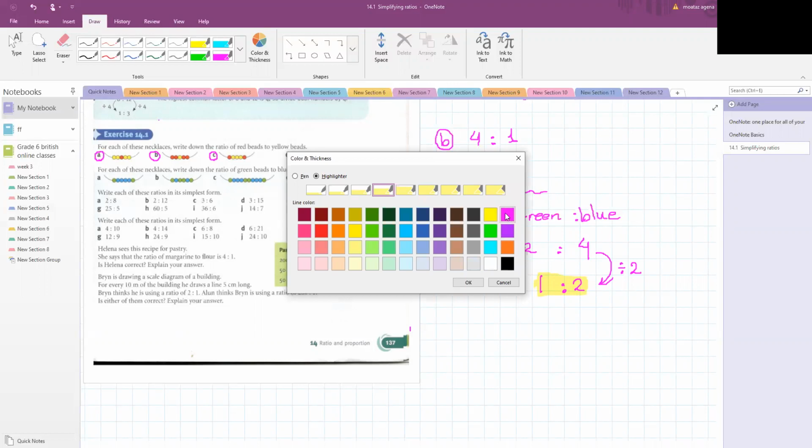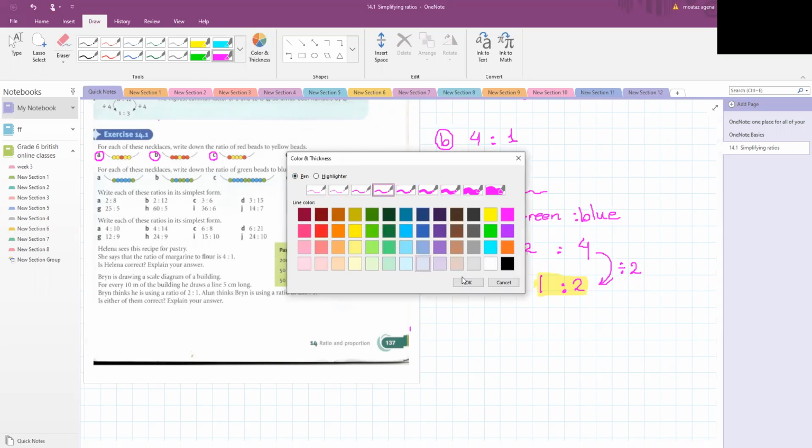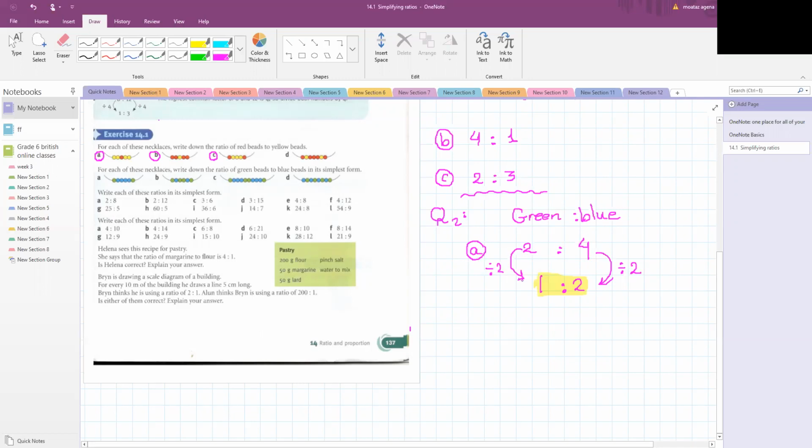Now let's go to the next question. So if we want to simplify the ratio, again we will repeat: you will divide both sides by the highest or the greatest common factor. So you will obtain the ratio in the simplest form. If you obtain the ratio in the simplest form, you cannot divide more. Let's see the next question.